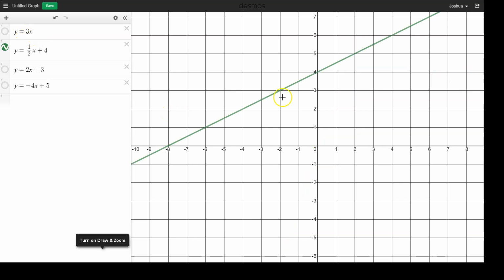Let's have a look at this next line. It doesn't really matter where you pick. I'm going to pick a point here, and a point here. We need to see the run and the rise between these 2 points. I can see that it ran 2 and it rose 1. So it went across 2 and up 1, which means our gradient is 1 over 2. That matches up with that number there.